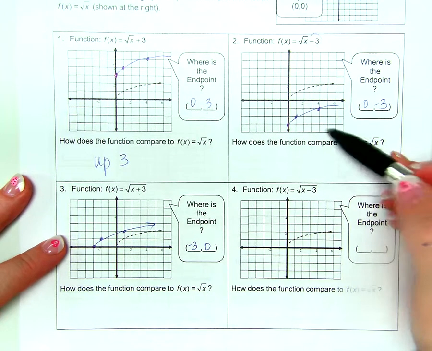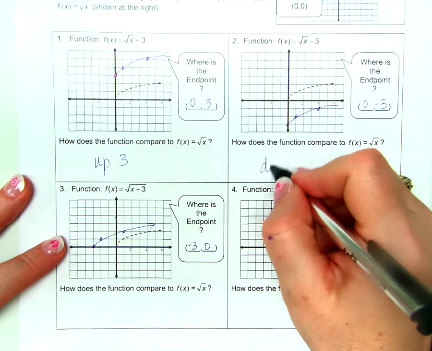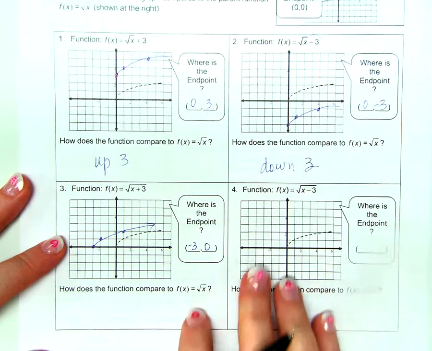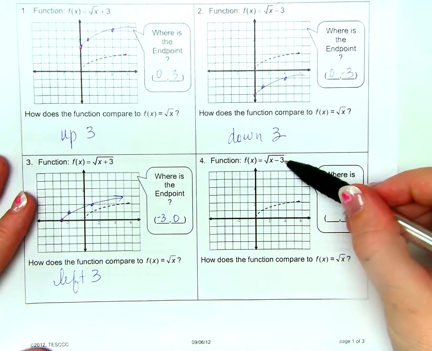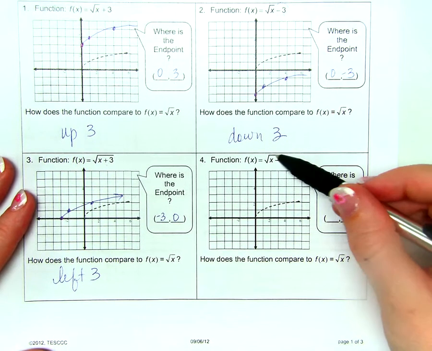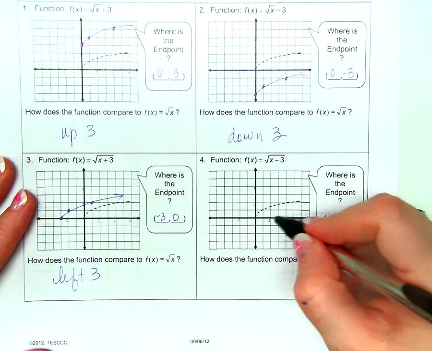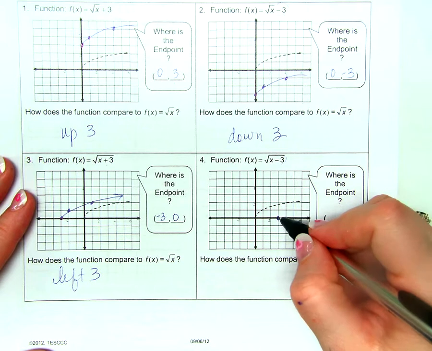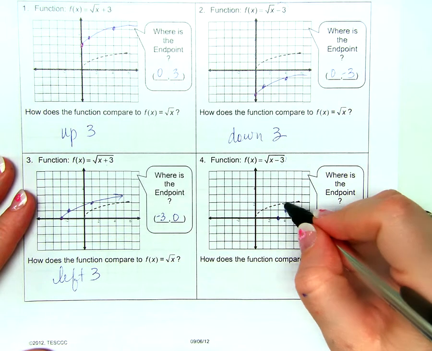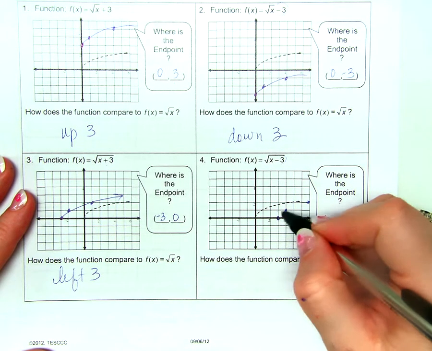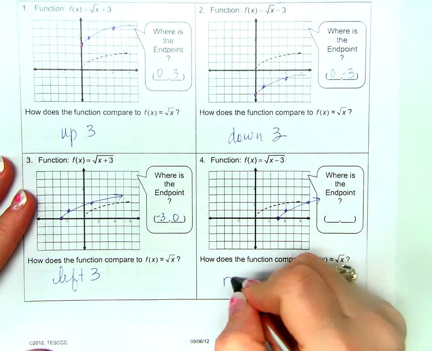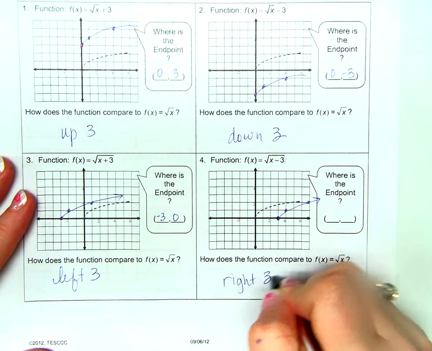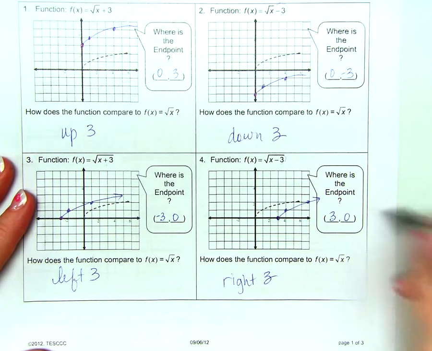Oh, we forgot to write this one. How does this one move? It moves down 3. This one, how does it compare to the parent? Moved left 3. Okay, this one right here, x minus 3, it's on the inside, so it's going to move opposite of what we think, because we'll talk about that in just a second. 1, 2, 3, 4. So like that. Okay, and it moved right 3, and our new endpoint is 3, 0.